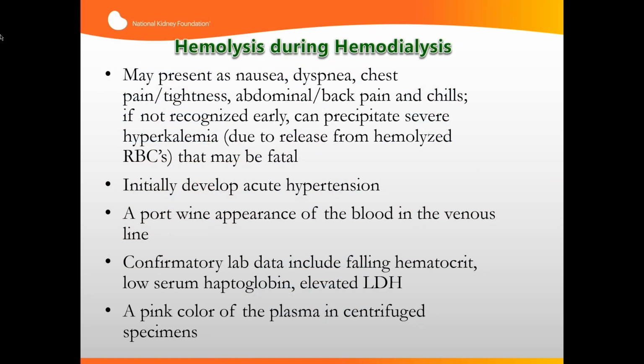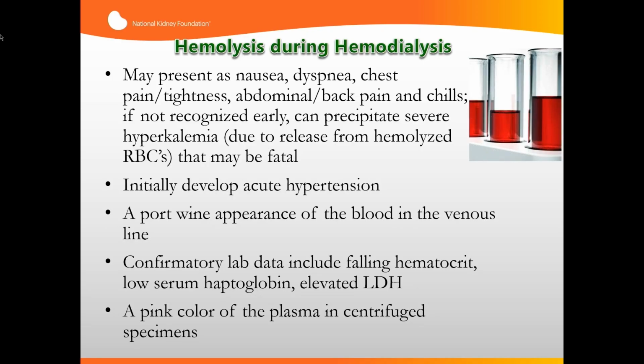So how does it present? It typically presents as nausea, dyspnea, chest pain or chest tightness, abdominal or back pain, chills. And if you don't recognize it early enough, it can cause severe hyperkalemia. You know why? Because when you fragment the red cells, you release all of that intracellular potassium, and it can be fatal. So some of these patients develop acute hypertension initially before they become hypotensive. Now, if you look at the blood in that tube, it has that bright, translucent, they call it a port wine appearance of the blood.